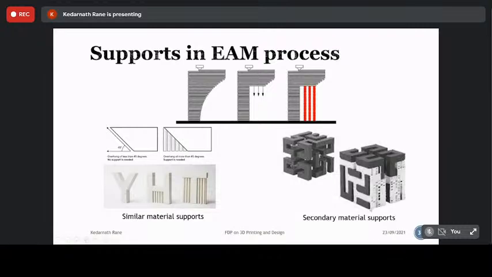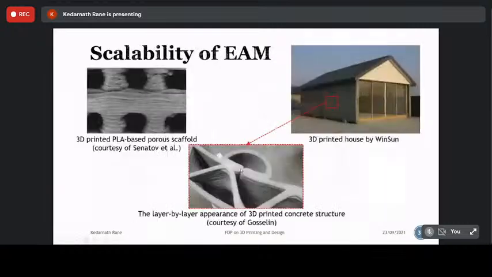I will not go into more detail about the interface, how much clearance you require, and all these aspects. But a lot of research is going on in this area, and there are some commercial machines also available to cater to this kind of challenge. When it comes to scalability, as I said, it depends upon the machine and the kind of structure that you are using.